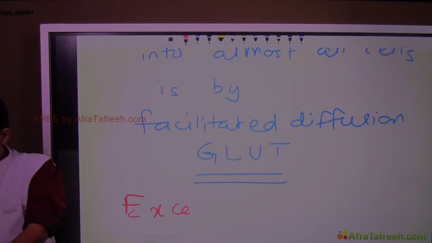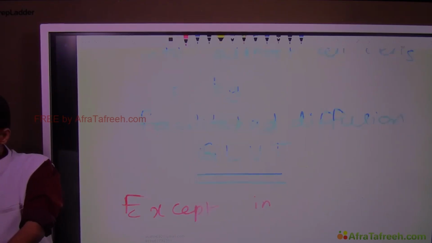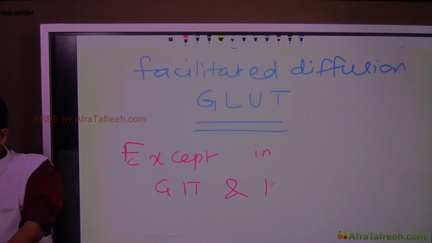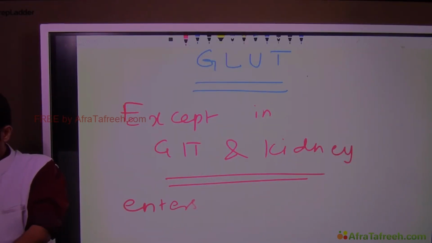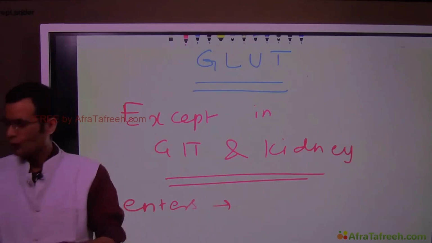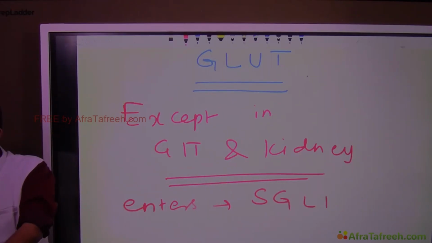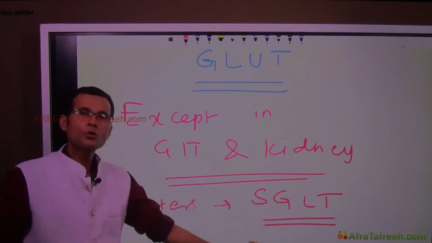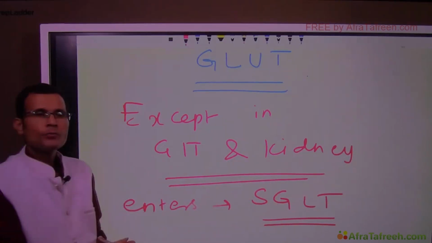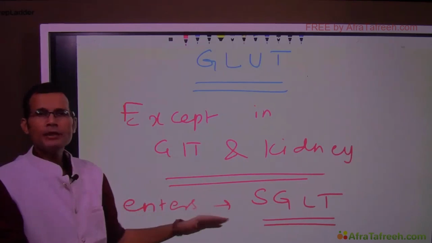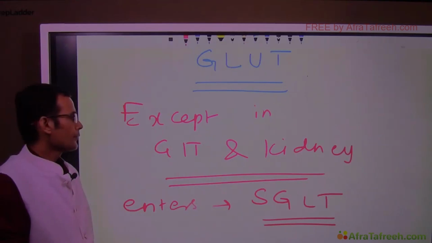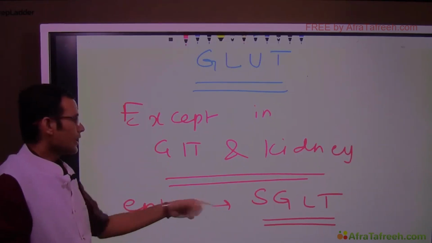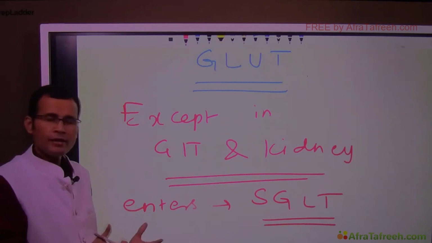Except in GIT and kidney. Except at these two places, glucose enters the cell by secondary active transport, which is called SGLT, sodium glucose transport. Now the question is, why is it that in all the places of the body glucose enters the cell by facilitated diffusion, and only in the GIT and kidney it is by secondary active transport, it is using some other carrier? Why is it like that?